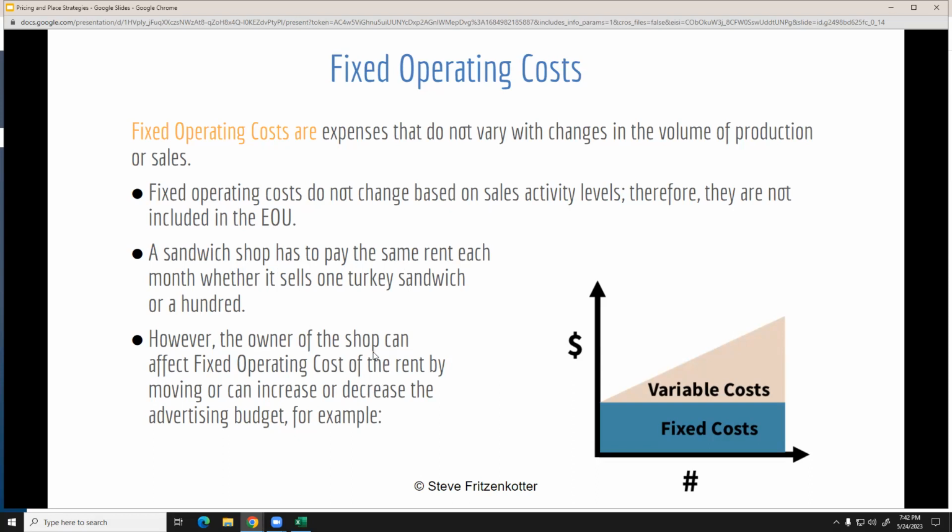So you can adjust your fixed cost. You can get a smaller space. You can cut advertising during the very slow times. That's a fixed cost considered. You might pay yourself less money, or if you have a general manager, you might hire another one that costs less money. So that's how you can affect your fixed costs. But overall, they don't change.